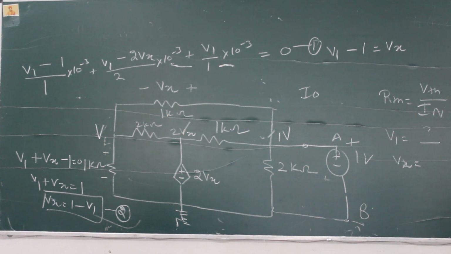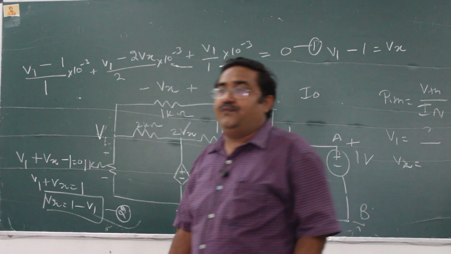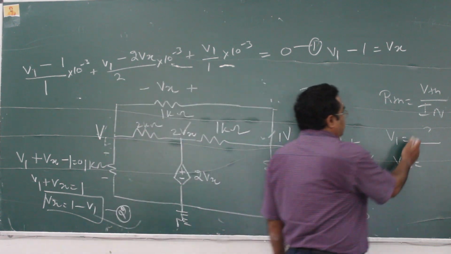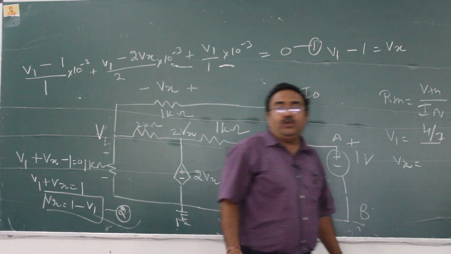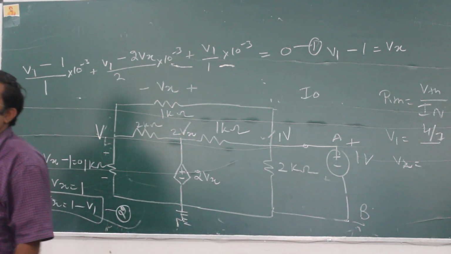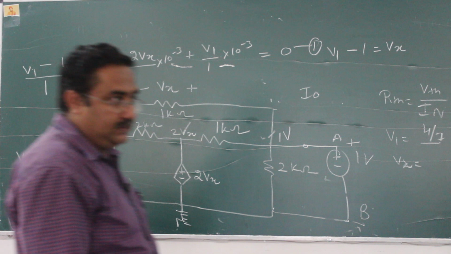Yes. What is 4 by 7? V1, how much? How many people are getting 4 by 7? Only 4 to 5 students. Are you getting V1 as 4 by 7 volt? Yes. Are you getting V1 is equal to 4 by 7 volt? If not, improve your mathematics.